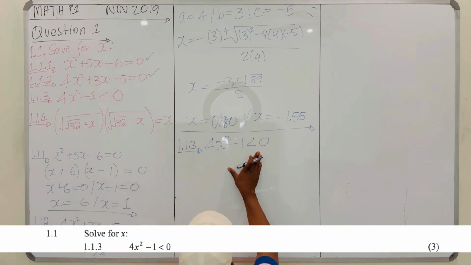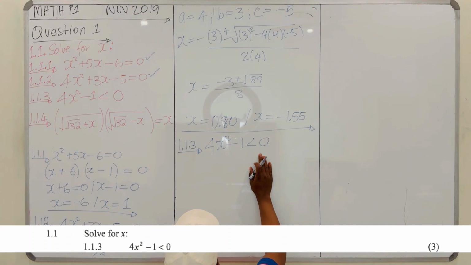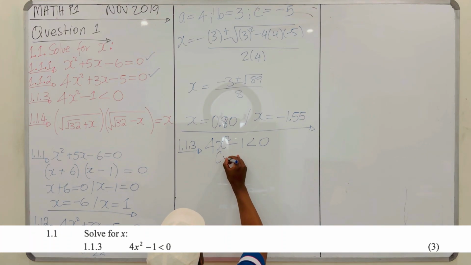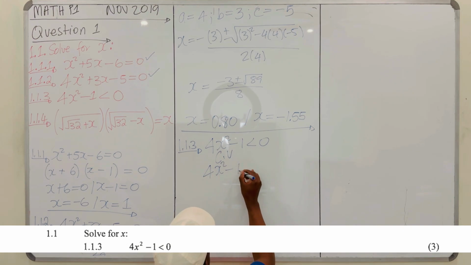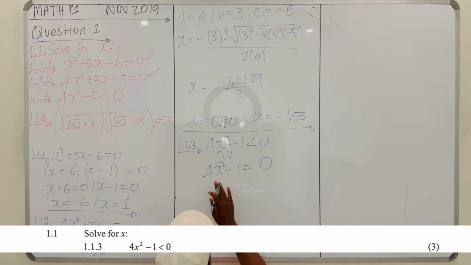When it's here, it's already good, because it's in the standard form. So once it's here, you find your critical values. For critical values, equate this to 0: 4x squared minus 1 is equal to 0. Then you can use the quadratic formula as you did here to find the critical values, or you can factorize. So I'll factorize this.